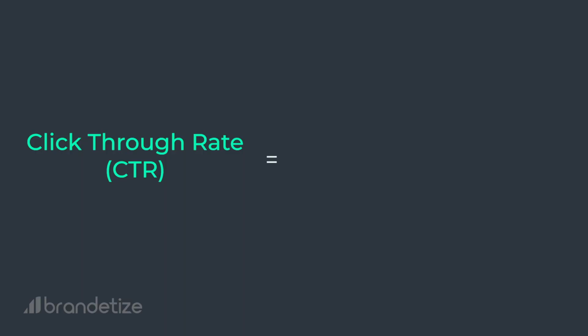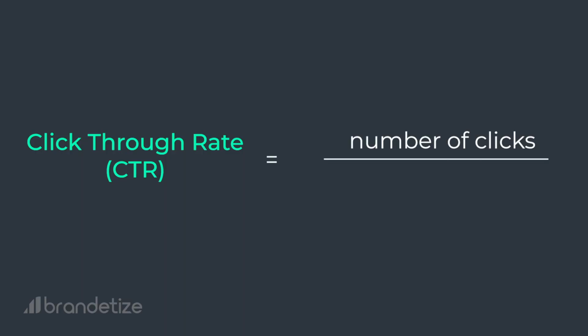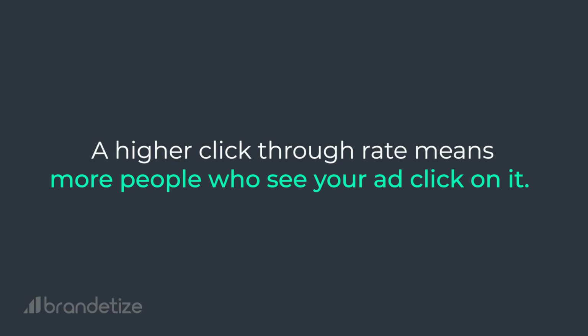If you're running ads on Facebook and are looking for ways to optimize and improve, one metric you might want to look at is click-through rate, otherwise known as CTR. Click-through rate is the number of clicks divided by the number of impressions. Basically, a higher click-through rate means more people who see your ad will click on it.